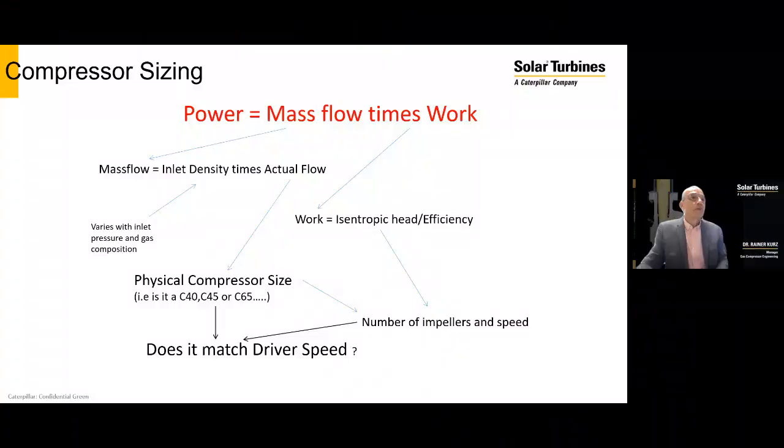Thank you. Okay, so now you may wonder, how do I size these machines? If you have a given project where you know the operating conditions, how do I come up with the size of the machine to use? Well, we'll start out in very generic terms. Power is mass flow times work. So the mass flow, once I know the inlet density, which is determined by the inlet pressure, I know the actual flow, and the actual flow actually determines the physical compressor size. So if you have a lot of ACFM, it's going to be a physically big compressor. If you have very little ACFM, it's going to be a small compressor.